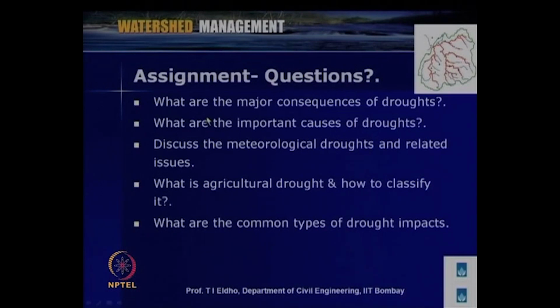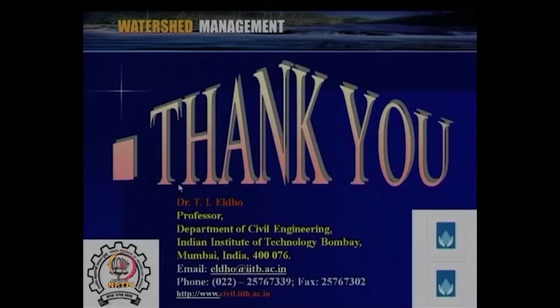Then a few assignment questions: what are the major consequences of droughts, what are the important causes of droughts, discuss meteorological drought and related issues, what is agricultural drought and how to classify it, what are the common types of drought impacts. So, today we are discussing droughts and their consequences, and then the classification of droughts, and then how we can do the drought assessment.